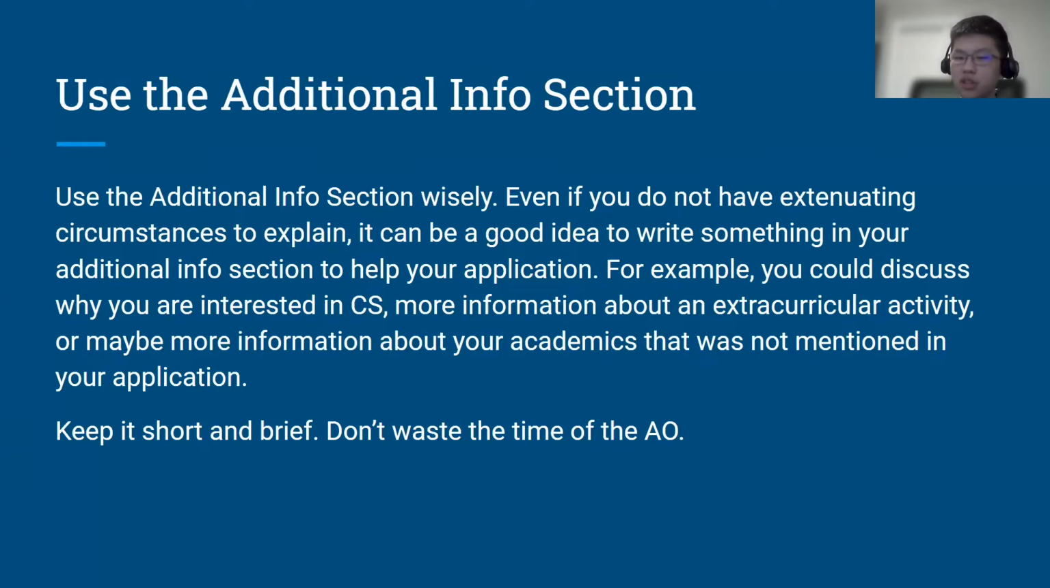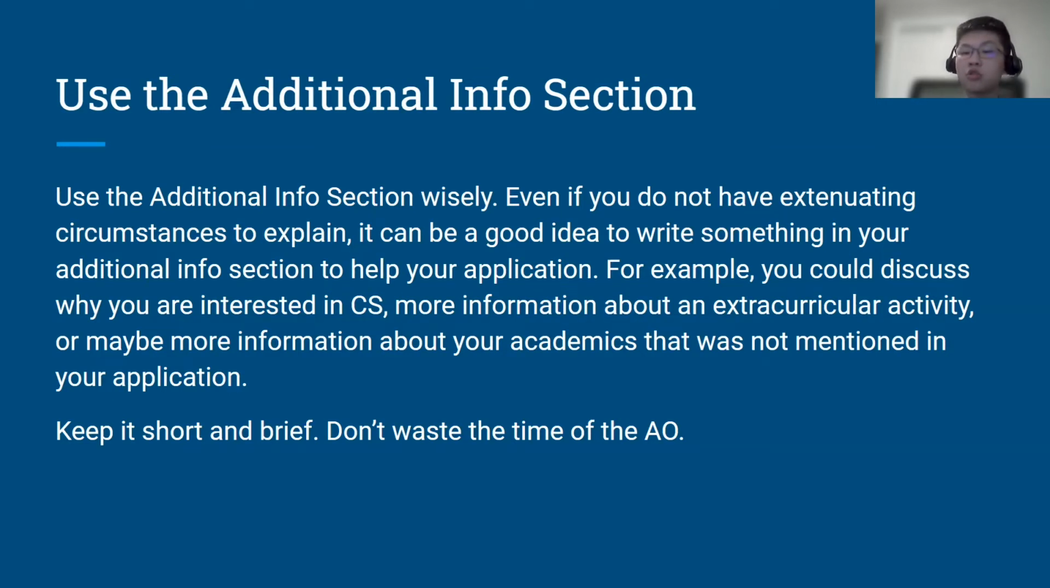For example, let's say you self-studied some AP exams. On the UW application, they actually don't look at your AP exams or your AP scores. So maybe you can write in your additional info section that I self-studied for these AP exams and I received a 4 on this one, a 5 on this one.